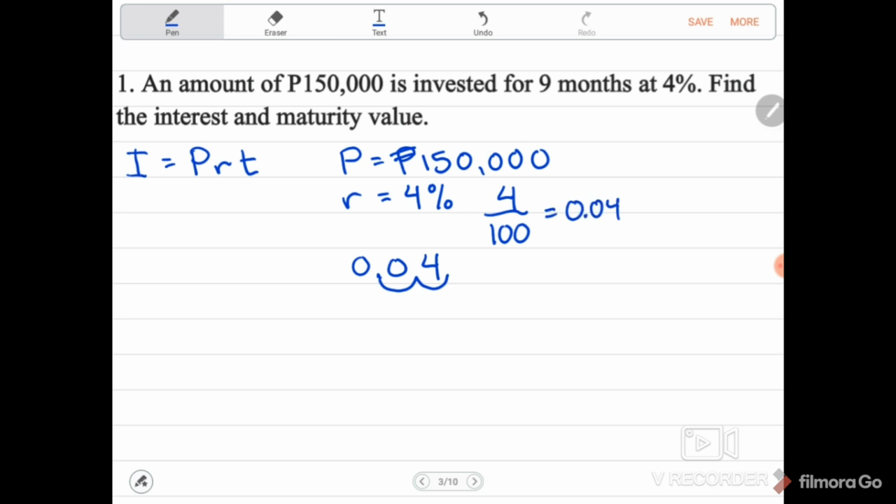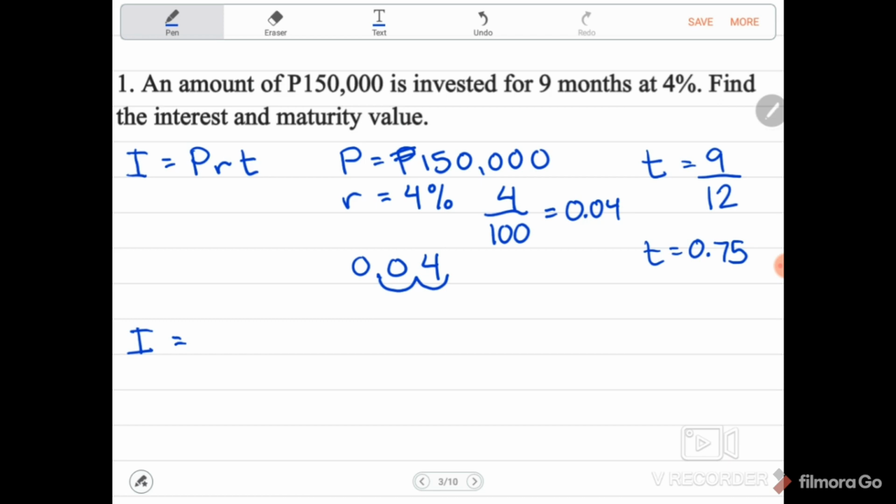Okay? Then, sa time, sabi sa kanina, that is ang simple interest is less than a year. So sabi 9 months over the total months in a year, that is 12. So 9 over 12, or ang magiging time natin is equal to 0.75. So ganyan lang, tatandaan natin ang rate, i-convert natin siya into decimal, then ang time i-over natin siya sa 12 kasi there are 12 months for 1 year.